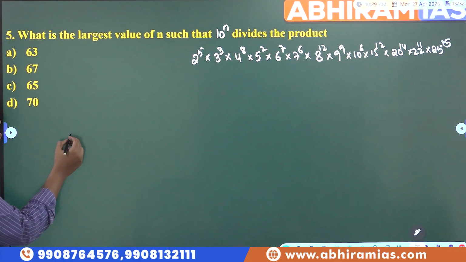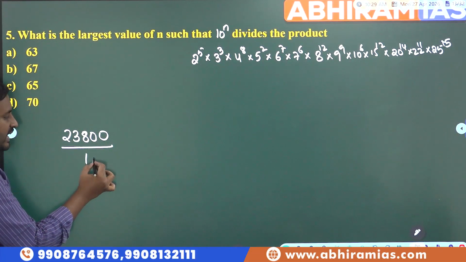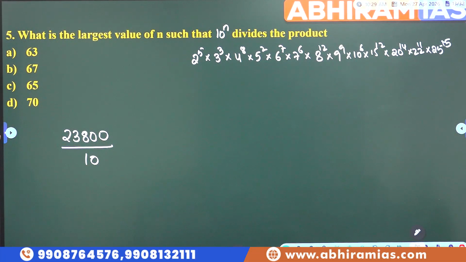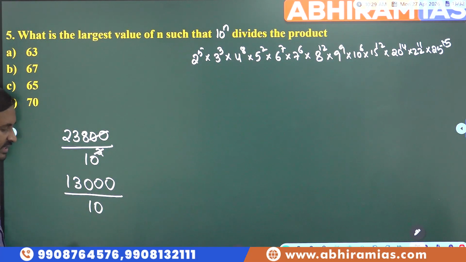Before that, if I have 23800, what is the highest power of n I can put here? ఎగ్జాక్ట్గా డివైడ్ అవ్వాలంటే n 10కి ఏ పవర్ పెట్టాలండి నేను? 2 నా? Then these two zeros will get cancelled. For example, I have a number like this. What is the highest power of n I can take here? 3. So then these 3 zeros get cancelled.